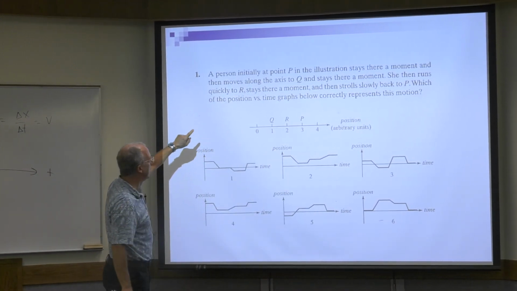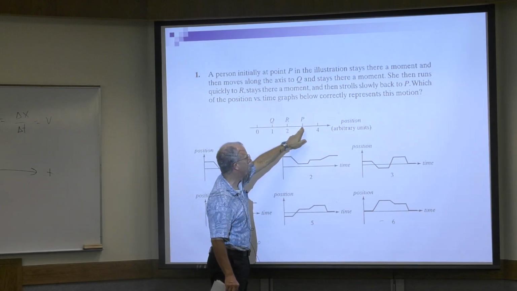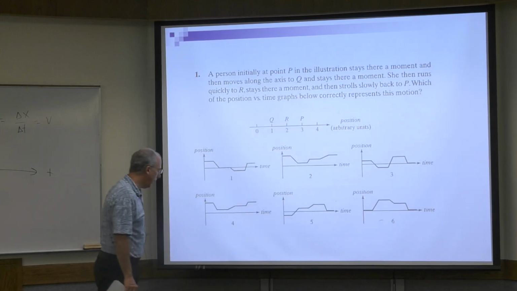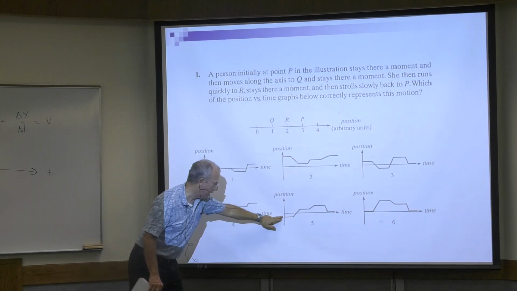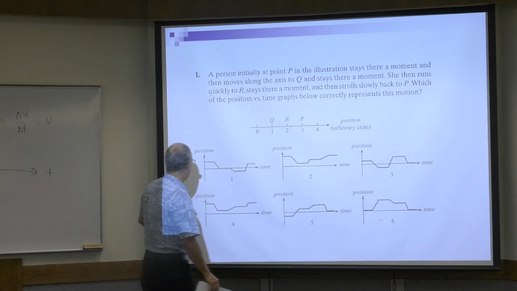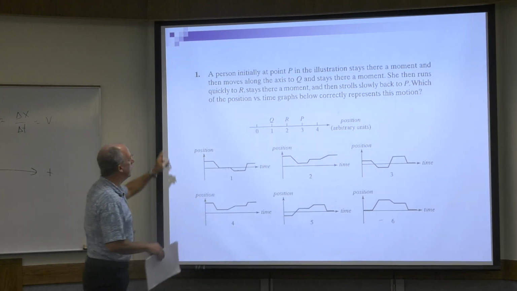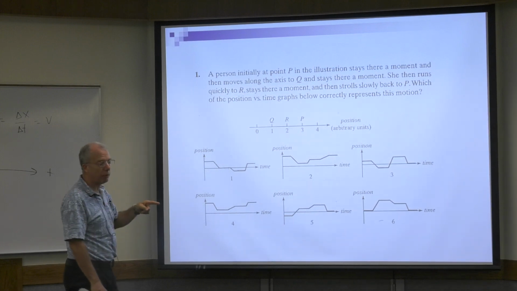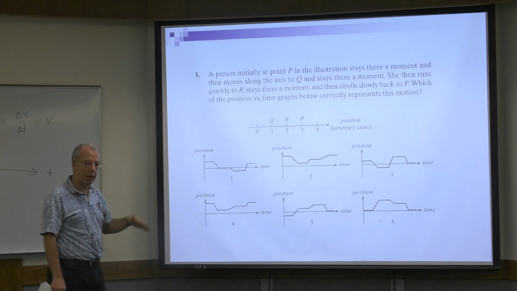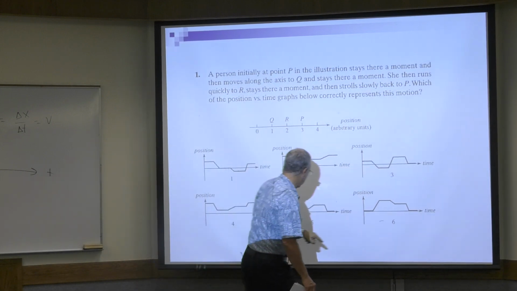So a person initially at point Q. So we start out at a positive position, right? So we know right away that this is wrong because it starts out at a negative position. This is wrong, it starts out at 0. All right, so it could be that or that or that or that. All right, so we start out at P and we stay there for a moment. So that means the velocity is 0.